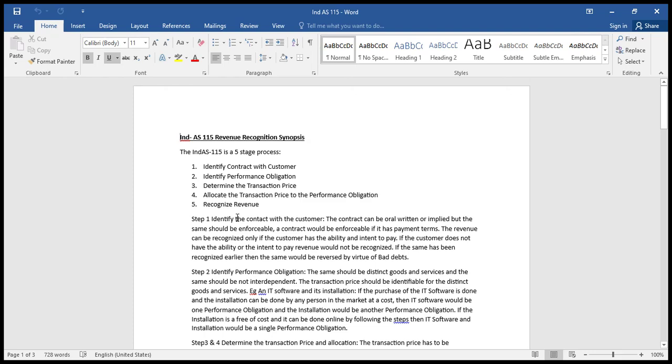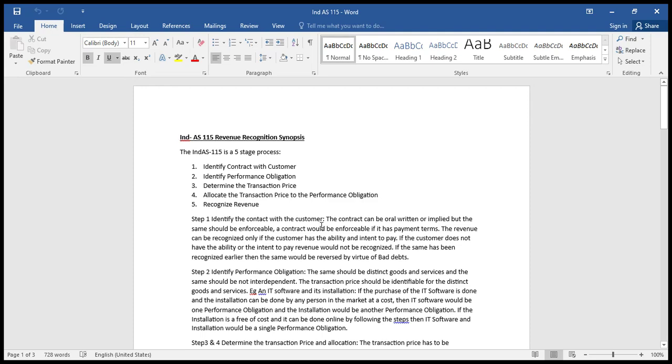Ind AS 115 is a five-stage process. Identify the contract with the customer, identify the performance obligation, determine the transaction price, allocate the transaction price to the performance obligation, recognize the revenue.